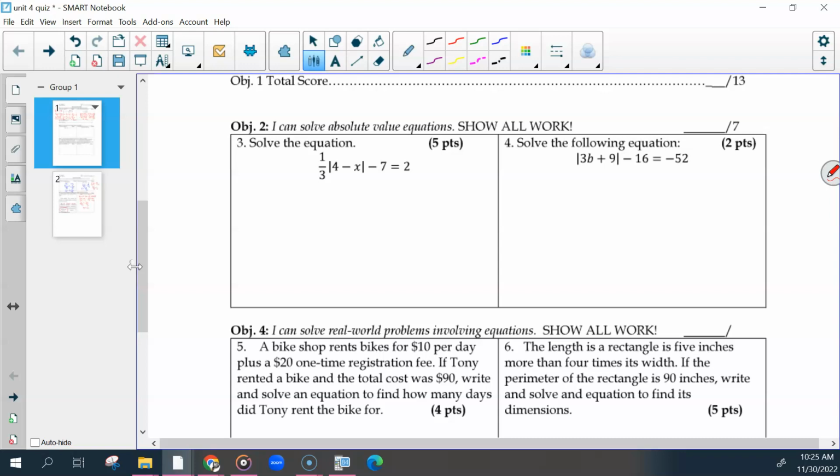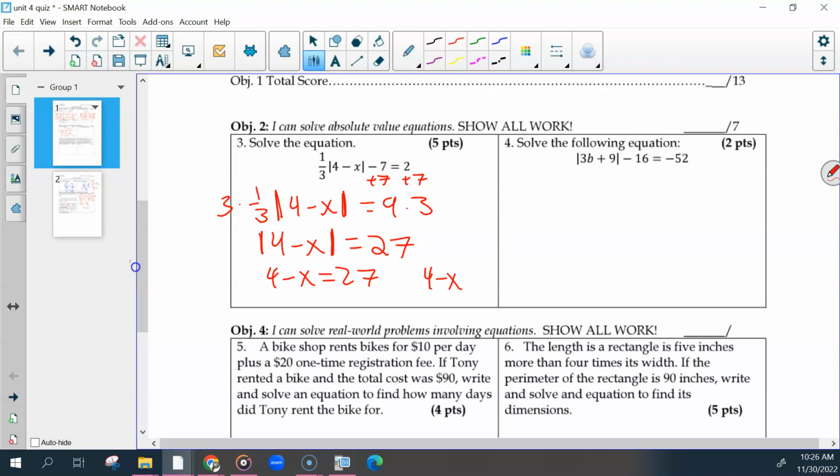For objective 2, for number 3, we needed to get rid of the 7 first. And then either divide both sides by 1/3 or multiply both sides by 3. Either or, but not both. And then isolating the absolute value bars was worth 1 point. So if you were missing this at the end, you were losing points because you didn't show that you isolated it all the way. After you get here and realize you can continue solving, then you drop them and write 2 different equations.